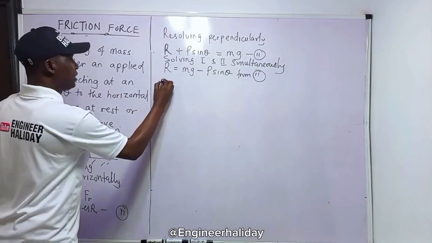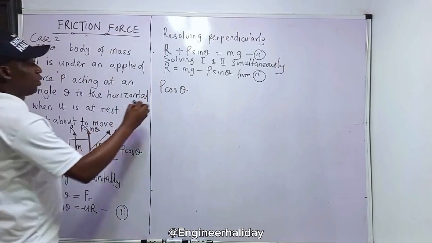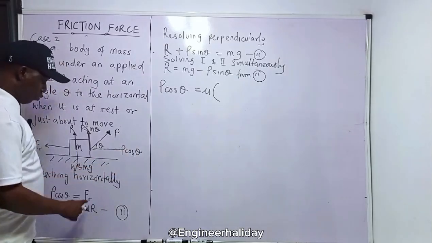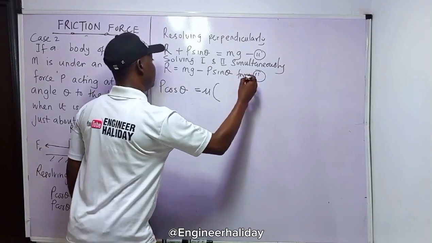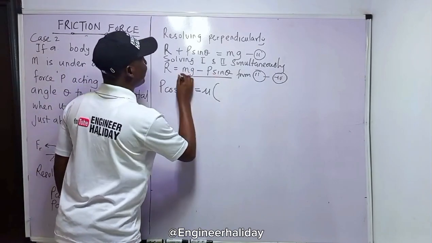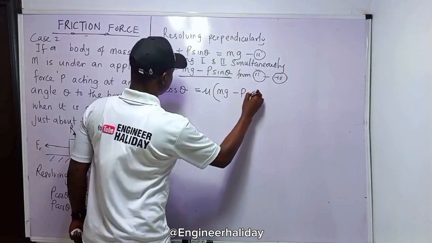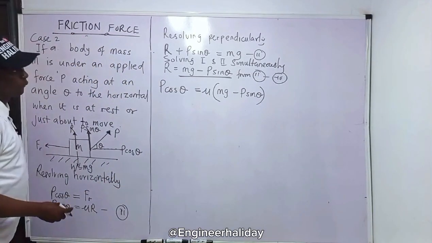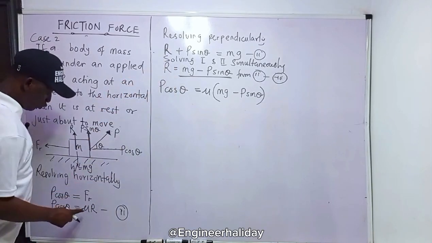Therefore, we're going to have P cos theta equal to mu, open bracket. In place of R, we will substitute equation 3. Let's call this one 3, into the equation. So we are substituting everything for R now, which is Mg minus P sin theta. Now don't forget, we have substituted this equation 3, which was gotten from 2, into 1.